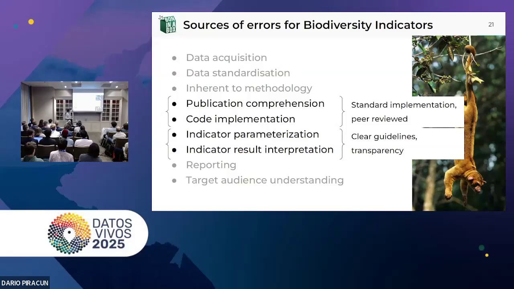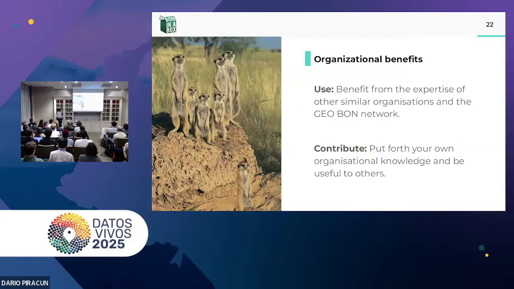For the parameterization and result interpretation, the biologist that is running the pipeline only needs to understand the concept of the pipeline and also know how to analyze, but not to code. But we also provide guidelines to help with the process, in addition to the paper references that you can read, of course. The organizational benefits, the most evident is you're able to use what others did.